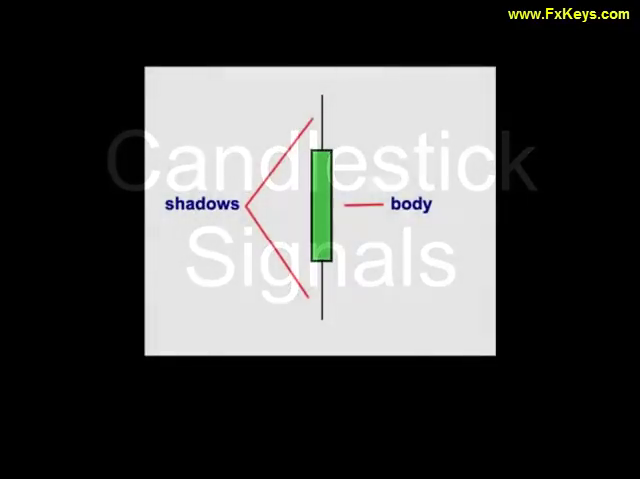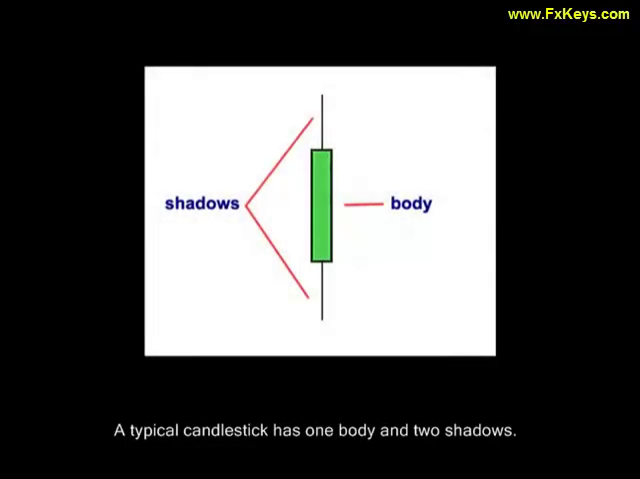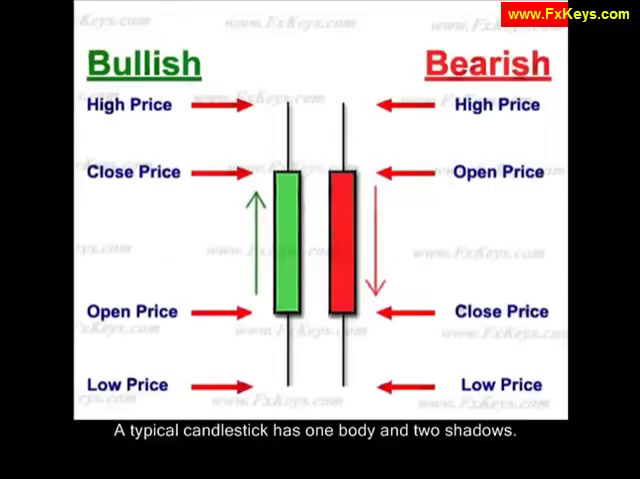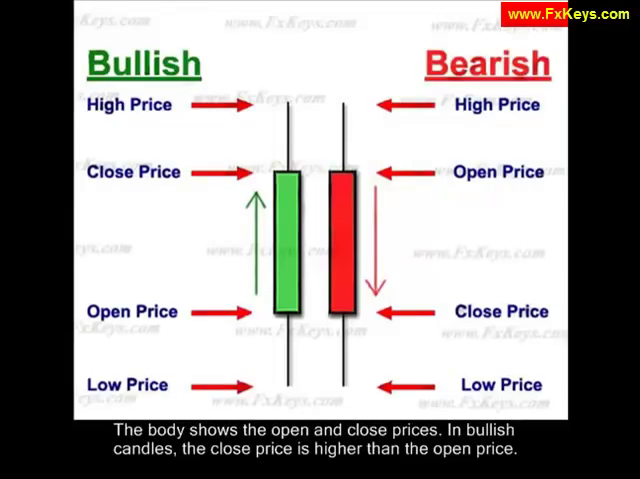Candlestick signals. A typical candlestick has one body and two shadows. The body shows the open and close prices. In bullish candles, the close price is higher than the open price.